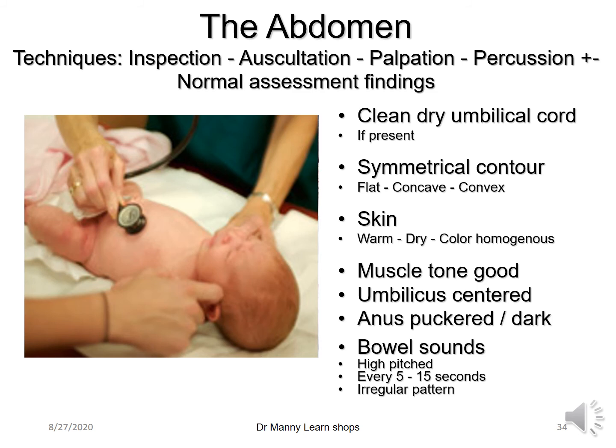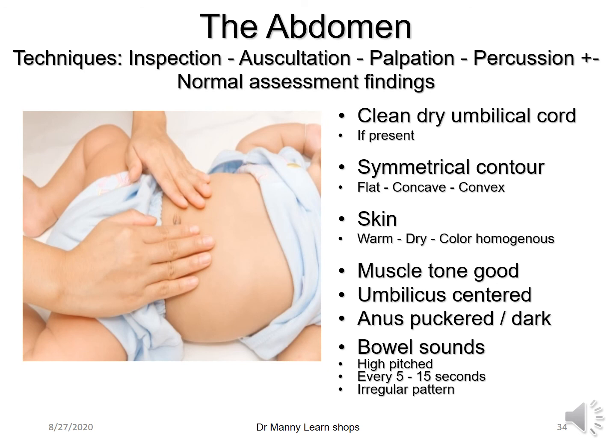There's no tenderness. The umbilicus on inspection is centered, and reviewing now whether they have an anus, their anus is puckered and typically darker than the surrounding skin. When you auscultate, their bowel sounds are high-pitched and occur every 5 to 15 seconds in an irregular pattern. There's no tenderness on palpation. There's no rigidity. It's soft and compliant.